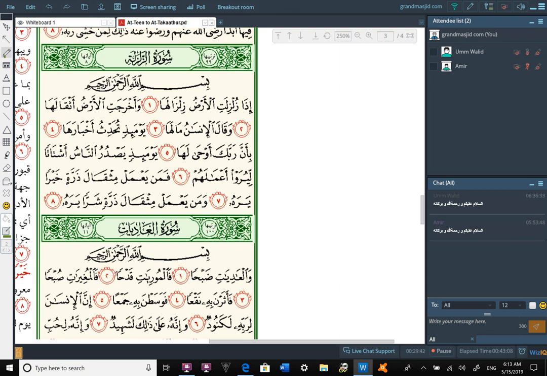Are there any questions about this surah, whether from the Arabic or from the grammar or from the meanings?